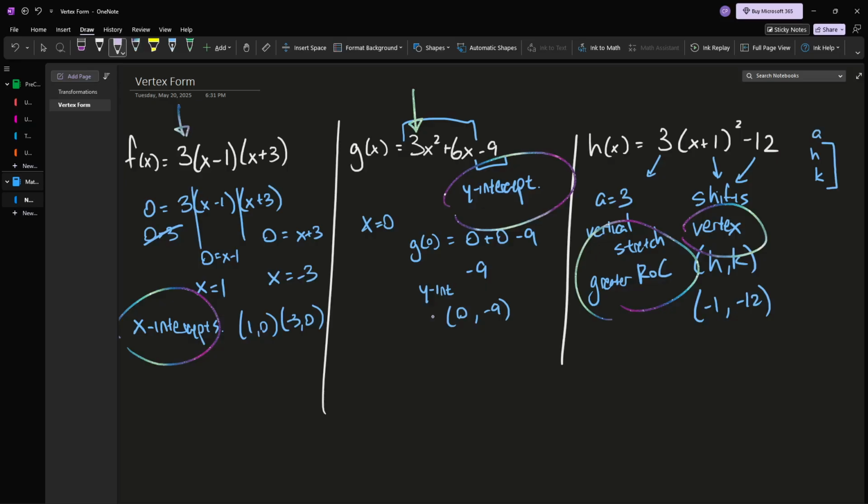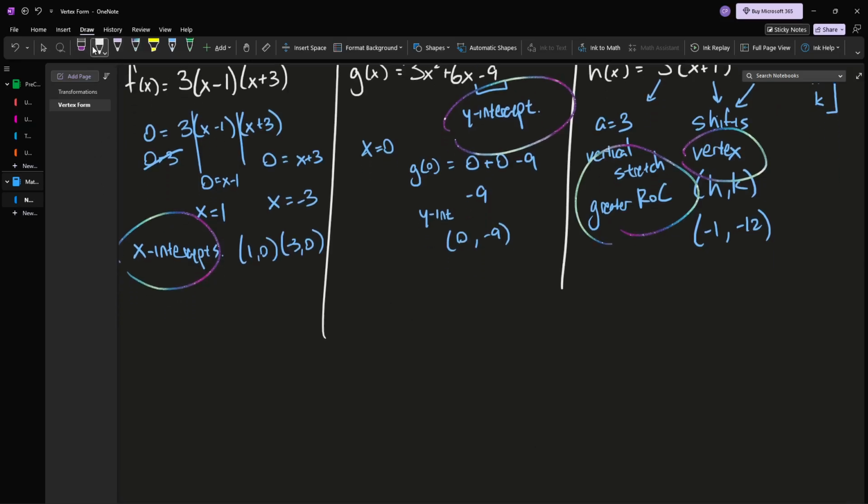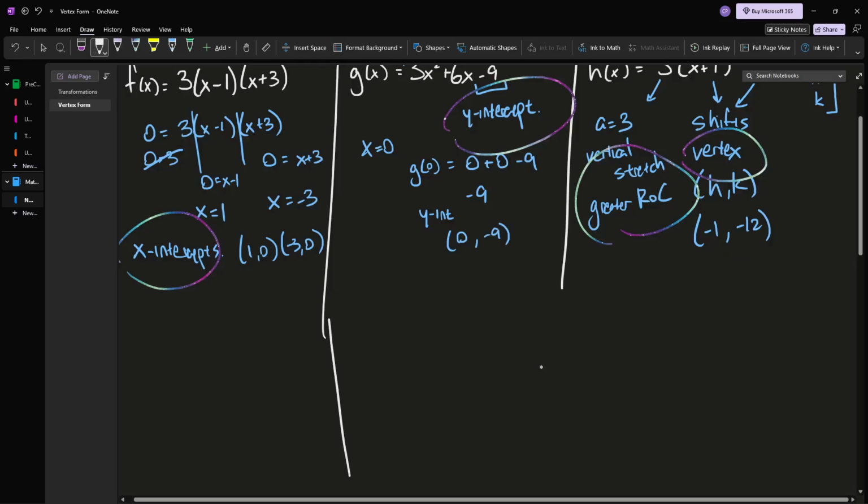If I write it in standard form, I get the y-intercept very easily. If I write it in factored form, I get the x-intercept very easily. And if I write it out in this form, I get the vertex and transformations very easily. So let's write this out in the clear way like that.